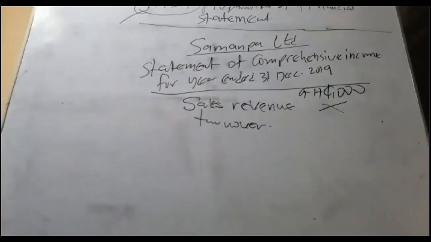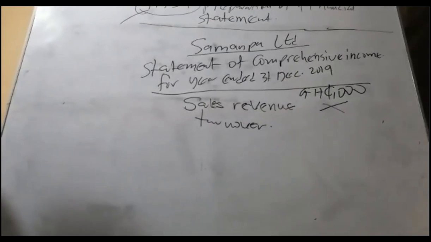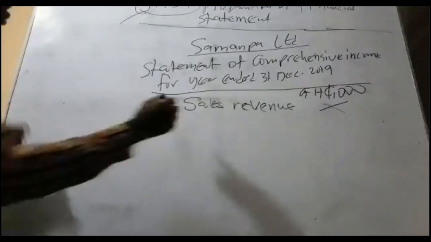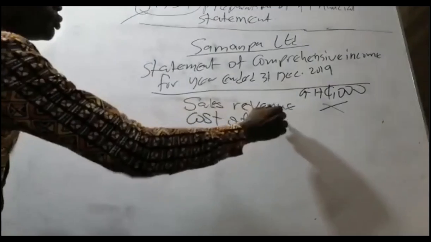But all your profits, whatever profit you get, gross profit, operating profits. So from there, you go to the cost of sales. You go to cost of sales.